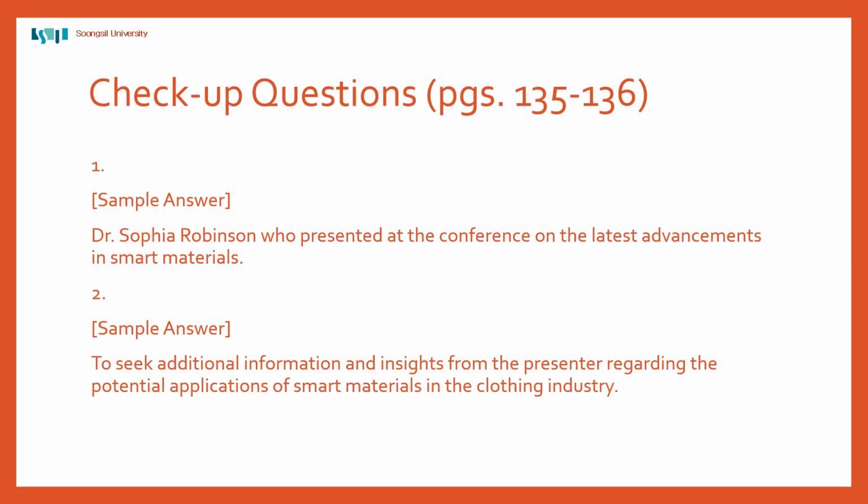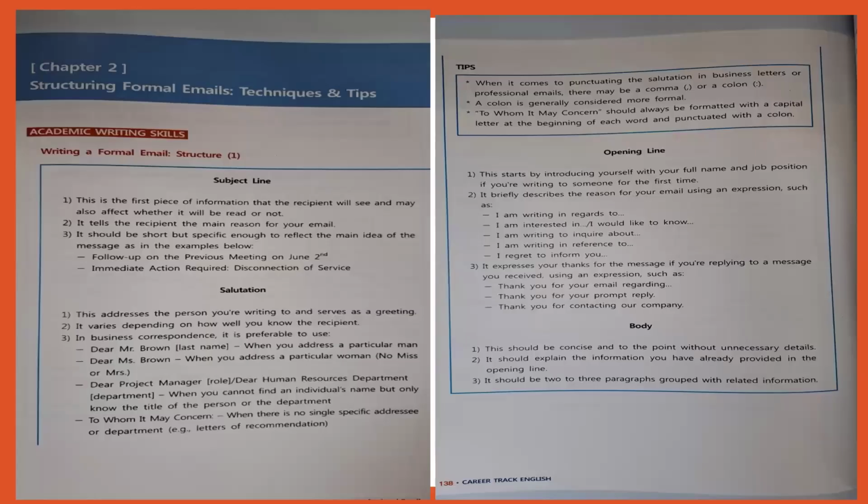Okay, and moving on. Chapter 2, structuring formal emails, techniques and tips. Academic writing skills, writing a formal email structure. Okay, so subject line. Number 1, this is the first piece of information that the recipient will see and may also affect whether it will be read or not. Your subject is important. Now, everybody knows this. We all write and we all receive emails. Of course, we know how it works.